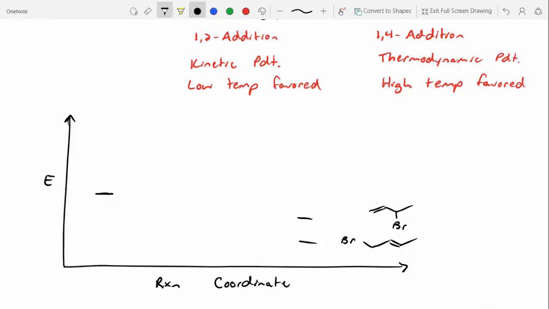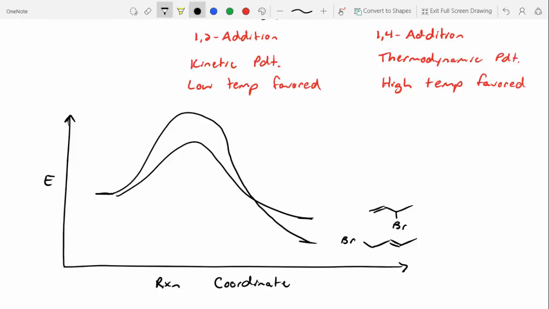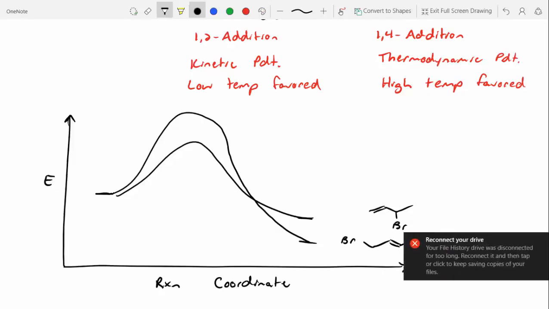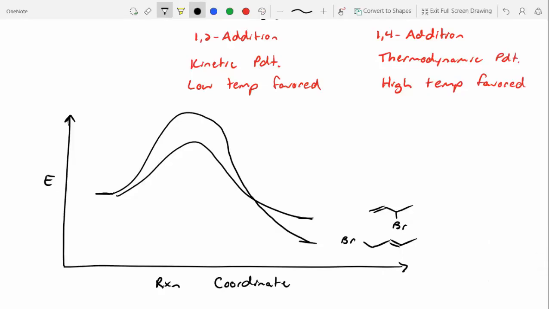The thermodynamic product, that bromine has to travel a greater distance in order to find its carbon, so it's going to have a relatively high activation energy. However, if we look at the mono-substituted bromine, the bromine's already right next to the carbon it needs to attack, so it's going to have a lower activation energy. So the thermodynamic product is always going to be your most stable alkene. That's the result of conjugate addition. Your kinetic product is always going to be 1,2 addition. Does that make sense?